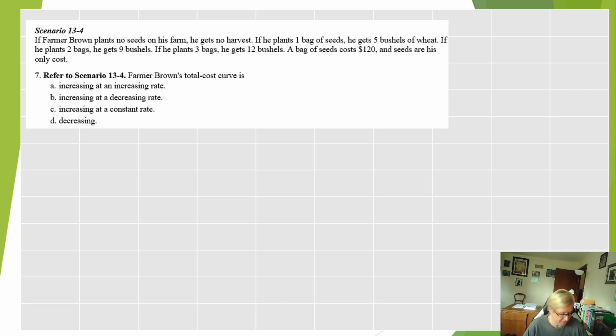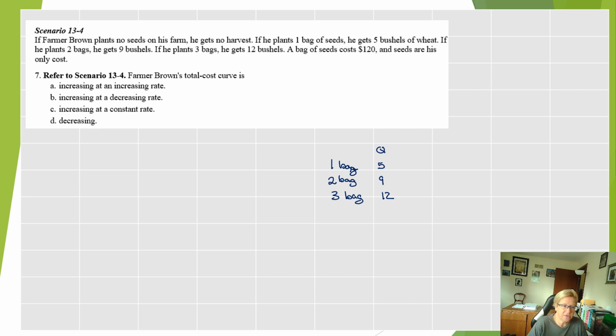Farmer Brown plants no seeds on his farm and he doesn't get a harvest. If he plants 1 bag, he gets 5 bushels of wheat, 2 bags, 9 bushels, 3 bags, 12 bushels. Okay, so for 1 bag of seed, right, what is our quantity? We get 5. 2 bags of seeds, we get 9. 3 bags of seeds, we get 12. So it says, okay, a bag of seed costs 120. His seeds are his only cost.